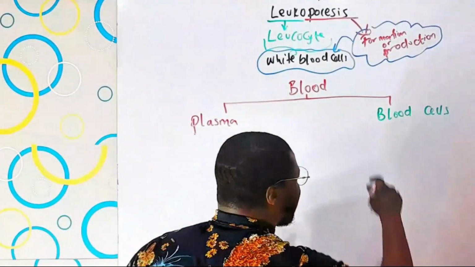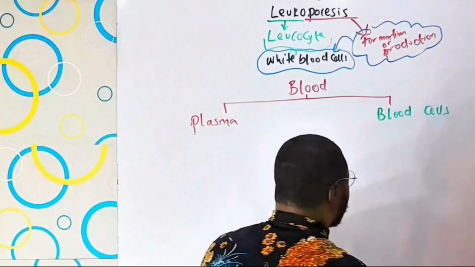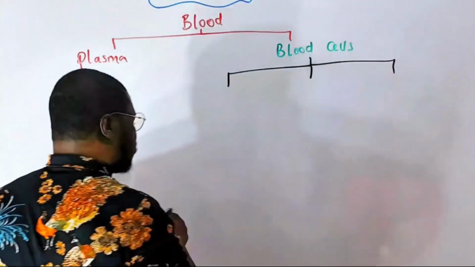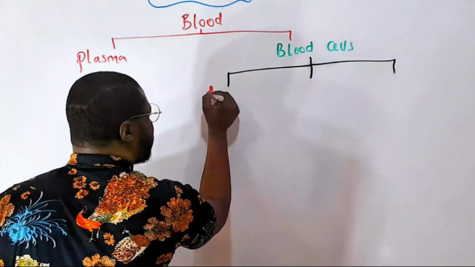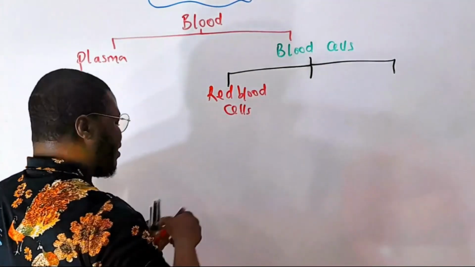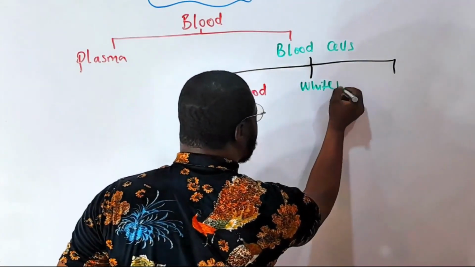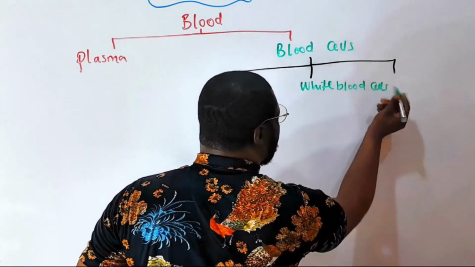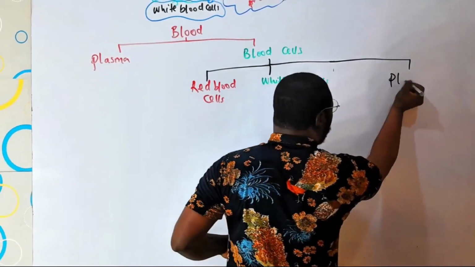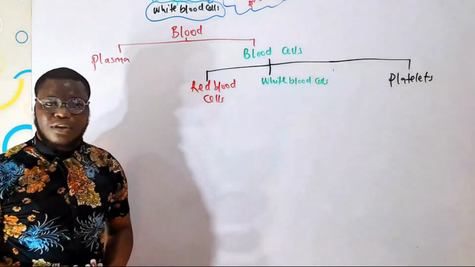Talking about the blood cells, we have just three types. We have the red blood cells, and then we have the white blood cells, and finally we have the platelets. So these three are the three blood cells that we have.